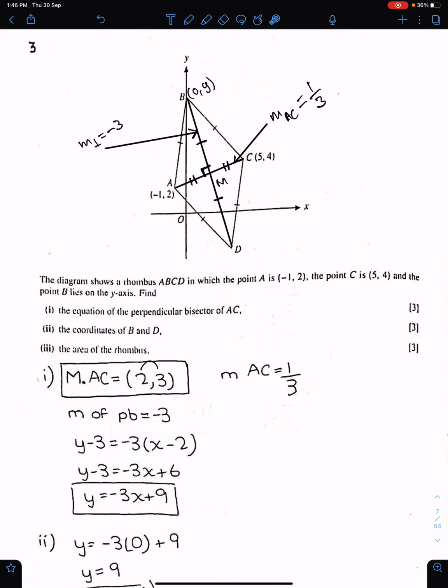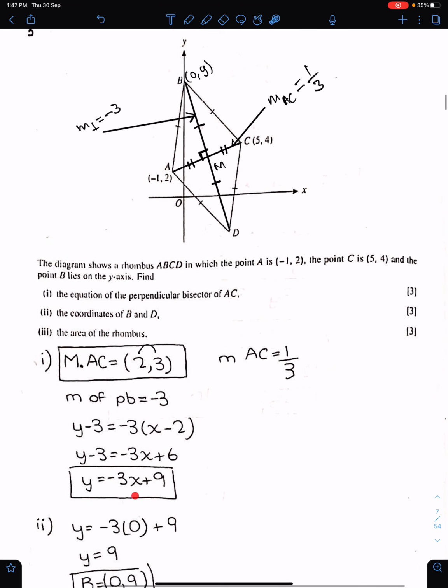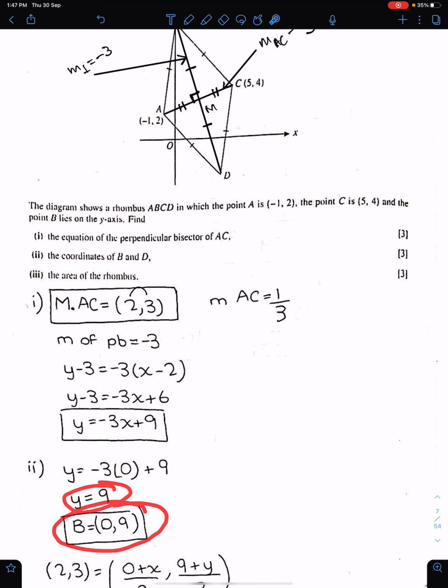Now we need the coordinates of B and D. For B, see, B lies on this bisector. So for B, we need to substitute x equals 0 into the equation of the perpendicular bisector, or the equation of BD. So for the coordinates of B, we substitute this point into the equation of BD, which is this. By substituting 0 here, we can get the coordinates of B. The coordinates of B are 0, 9.